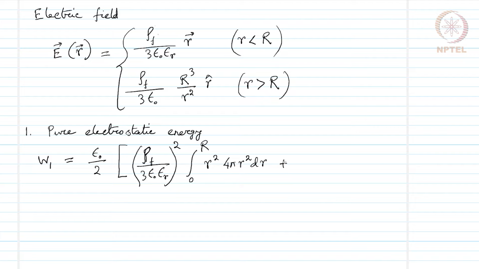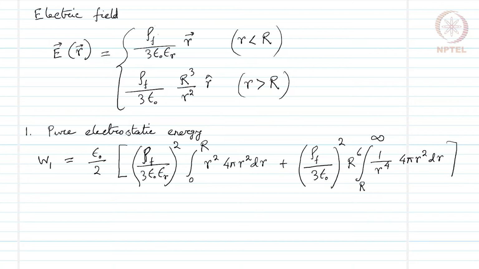plus, for the field outside, we will write rho f R cubed over 3 epsilon naught, squared, integration from R to infinity, everywhere outside the sphere, 1 over r to the power 4, 4 pi r squared dr. This is the electrostatic energy from the first expression, and that turns out to be twice pi over 9 epsilon naught rho f squared R to the power 5, R being the radius of the sphere, times 1 over 5 epsilon r squared plus 1.